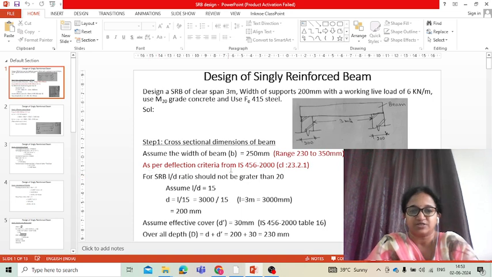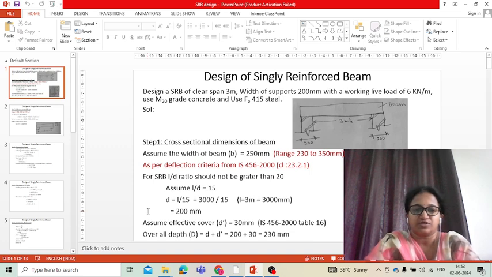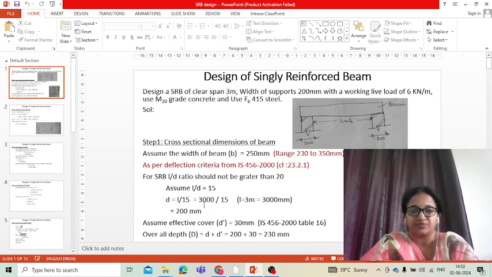So as per deflection criteria from IS 456 2000, clause 23.2.1, for singly reinforced beam the L by D ratio should not be greater than 20. So for that purpose I have assumed L by D ratio as 15 here, below 20. Now coming to the calculation of D, L by 15, that is nothing but the 3 meters converted into 3000 mm, 3000 by 15, I got 200 mm. This was the depth of the beam.